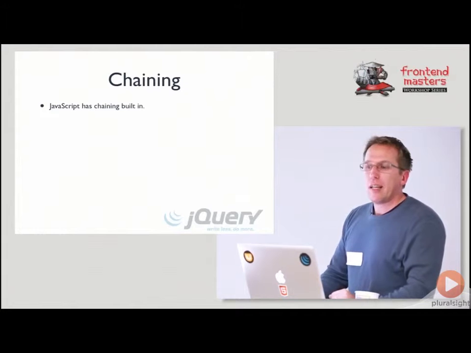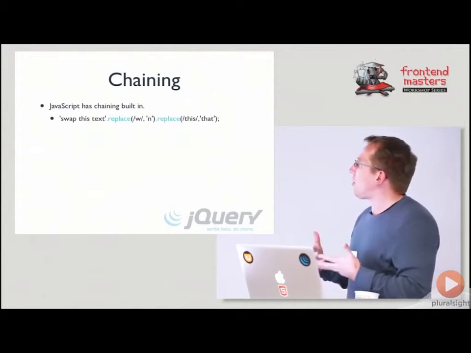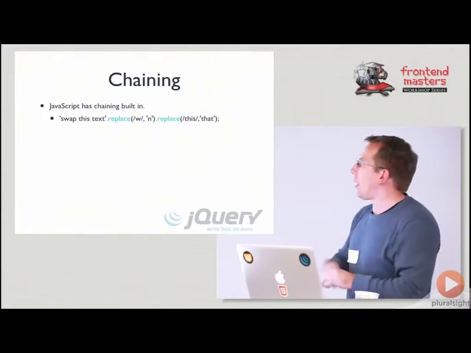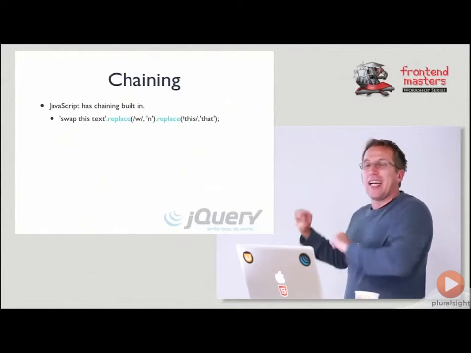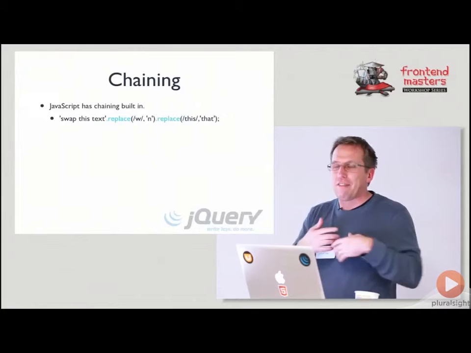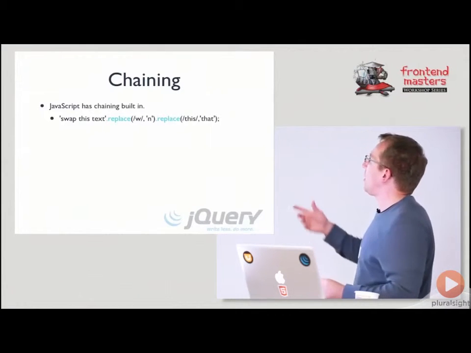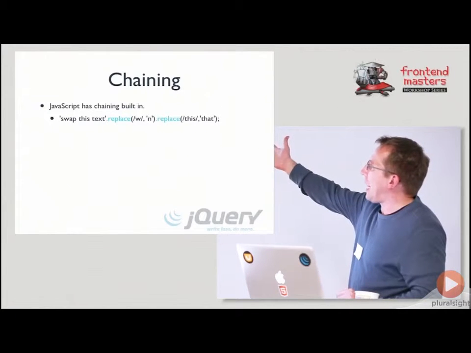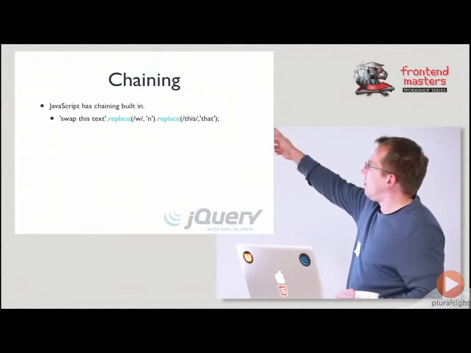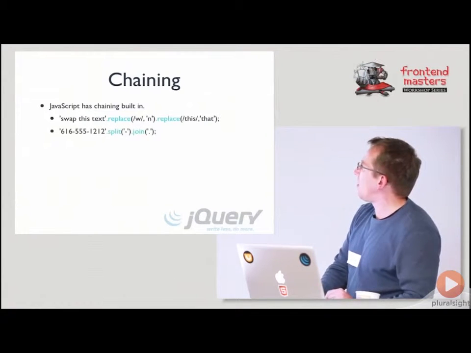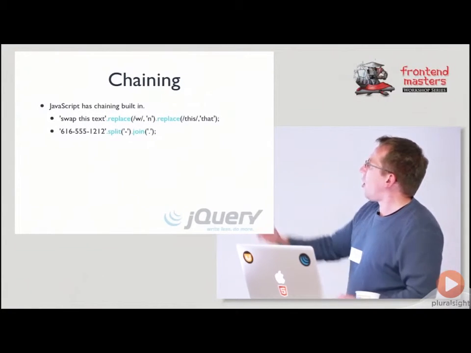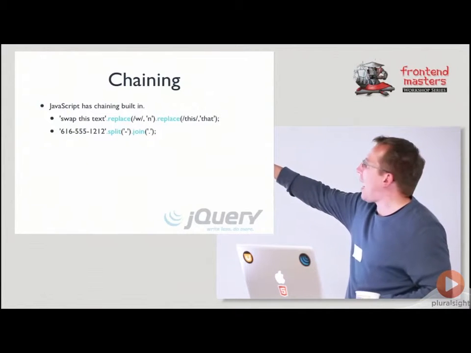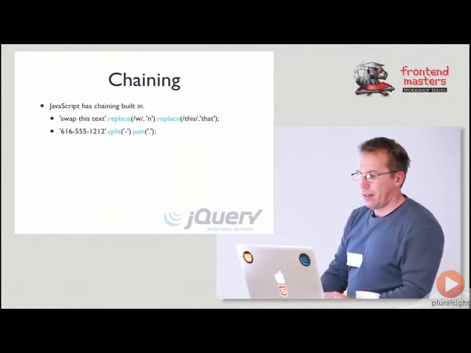JavaScript has chaining built in. A lot has been made about jQuery's use of chaining, where you can keep adding these things together. It's not something that jQuery invented. It's something that's built into the language. This is a perfect case with these native string methods, where you can replace things and keep going on the replace, right? So you can also split a string into an array and then join it with a dot, right?